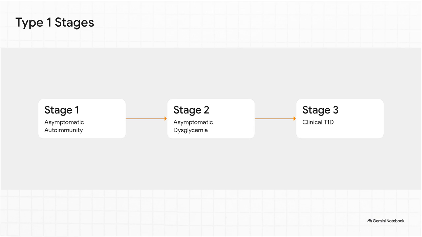Then finally, step 3 is stage 3 clinical T1D. This is the onset of those overt classic symptoms like frequent urination, known clinically as polyuria, and extreme thirst or polydipsia. This stage requires lifelong insulin therapy. Accurately mapping this timeline in your coding reflects the exact severity and stage of your patient's autoimmune journey.